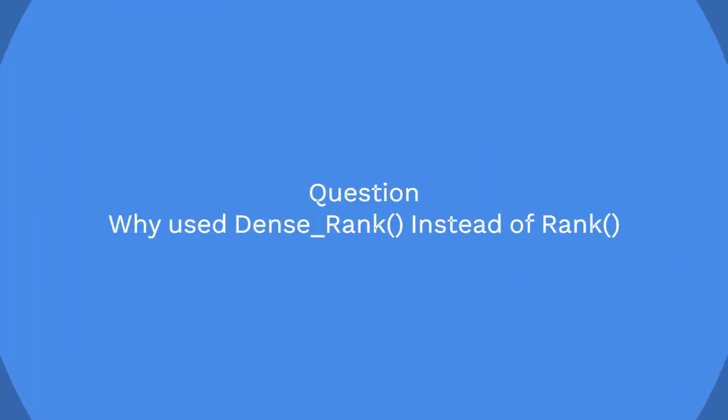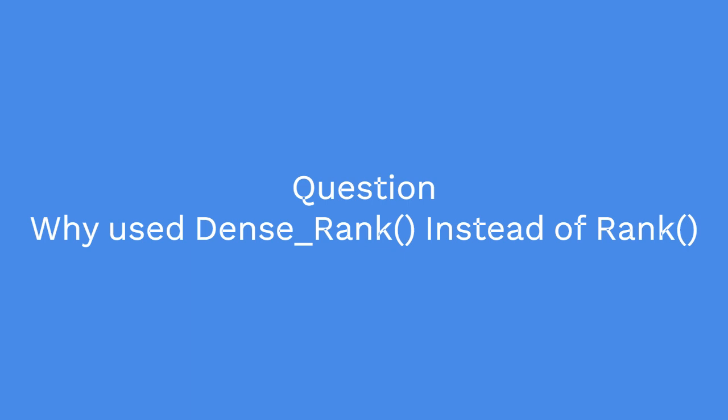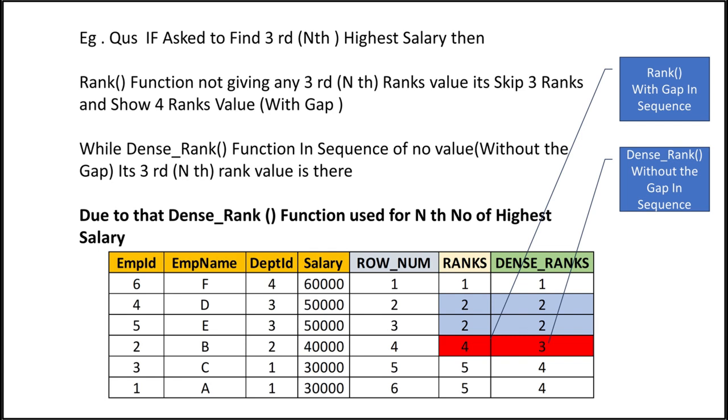Okay, one more question. Why do we not use the RANK function for this? Why do we use the DENSE_RANK function? For example, if a question asks for the third highest salary or the nth salary, nth means fourth number, fifth number, like that. The RANK function does not give the third or nth rank value, it will skip the rank and directly show the fourth rank value with a gap. While the DENSE_RANK function gives sequential rank values without a gap. So if you check the table, the third and nth salary values are there. Due to that, the DENSE_RANK function is useful for the nth highest salary.